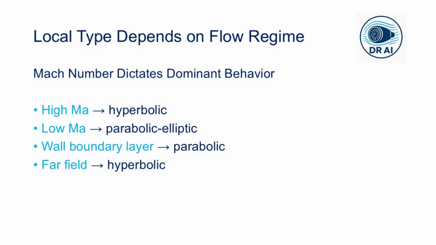Now, the type is not fixed, it depends on the local Mach number. High Mach number depicts that the convection dominates, which is mainly hyperbolic. Low Mach number depicts the diffusion, and the elliptic pressure dominates, which represents a parabolic elliptic type. Near the walls or the boundary layer, viscous effects dominate, so we would say parabolic, and in case of the far field, nearly inviscid, so it would be hyperbolic. Thus, the same Navier-Stokes equations can behave as different types in different regions, a huge challenge for the CFD.